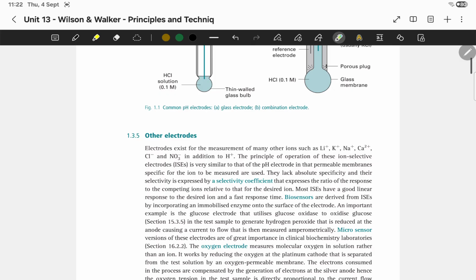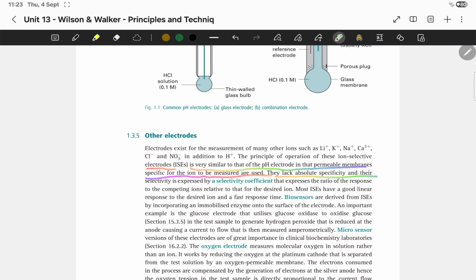Now we have other electrodes. Electrodes exist for the measurement of many other ions such as lithium, potassium, sodium, calcium, chlorine and nitrate in addition to hydrogen ion. The principle of operation of these ion selective electrodes is very similar to that of the pH electrode, in that a permeable membrane specific for the ion to be measured is used.